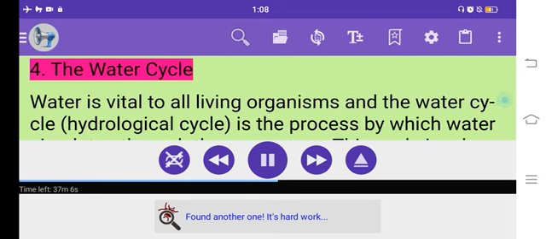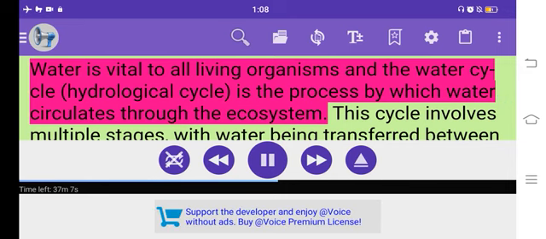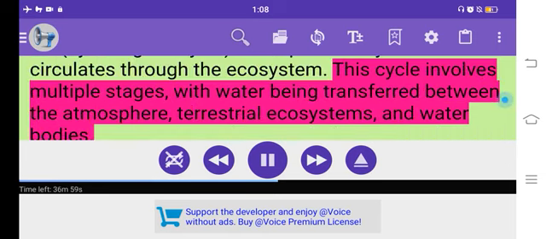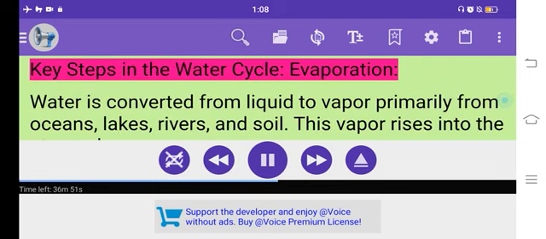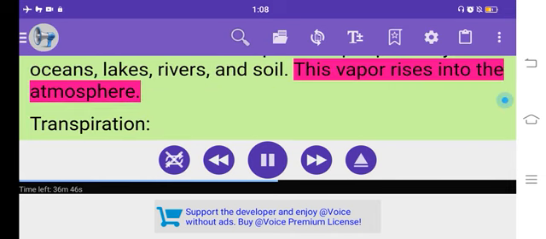4. The water cycle. Water is vital to all living organisms. The water cycle, or hydrological cycle, is the process by which water circulates through the ecosystem. This cycle involves multiple stages, with water being transferred between the atmosphere, terrestrial ecosystems, and water bodies. Key steps in the water cycle: evaporation. Water is converted from liquid to vapor primarily from oceans, lakes, rivers, and soil. This vapor rises into the atmosphere.